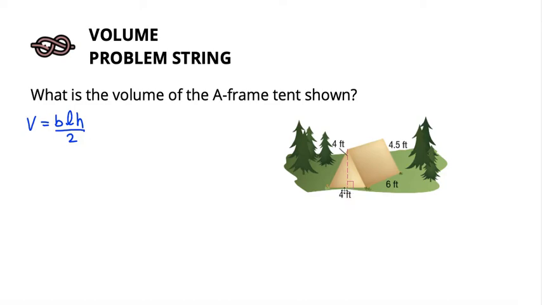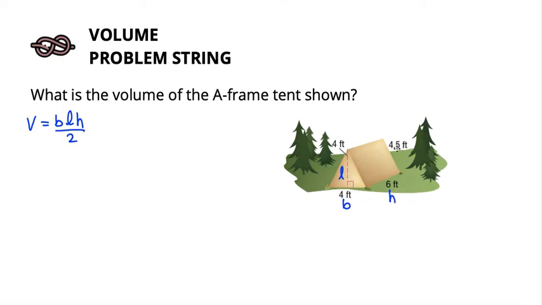So the way this works is that the base is going to be the bottom of your triangle. So that's going to be my 4 feet. The length on this one is actually the height of your triangle. So right here is my length of my triangle. So this is 4 feet. My height is going to be the height of that prism, which is 6 feet.